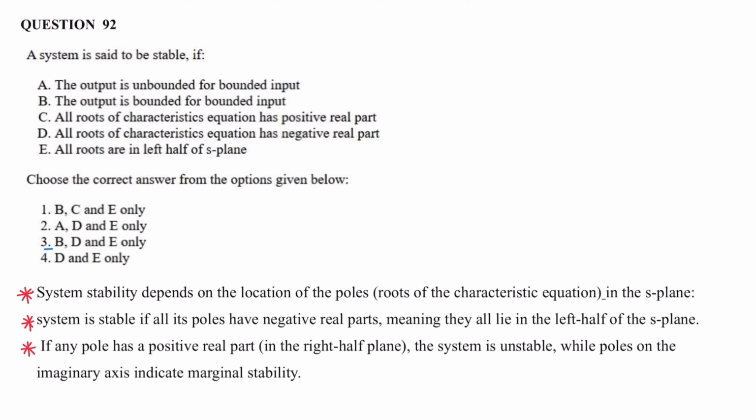Next question. A system is said to be stable if... So the question is asking about the conditions for system stability. System stability depends on the location of poles, that is, the roots of the characteristic equation in the S-plane. The system is stable if all the poles have negative real parts, meaning they all lie in the left half side of the S-plane. If any pole has a positive real part, then the system is said to be unstable. If the pole lies on the imaginary axis, it indicates marginal stability.